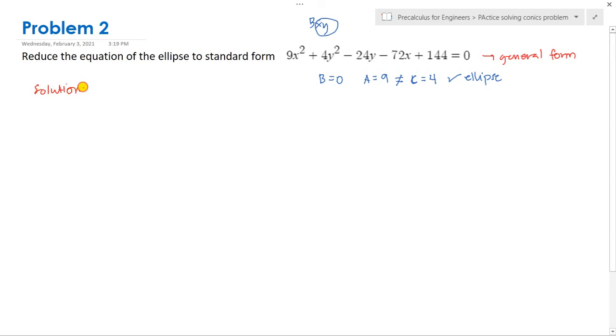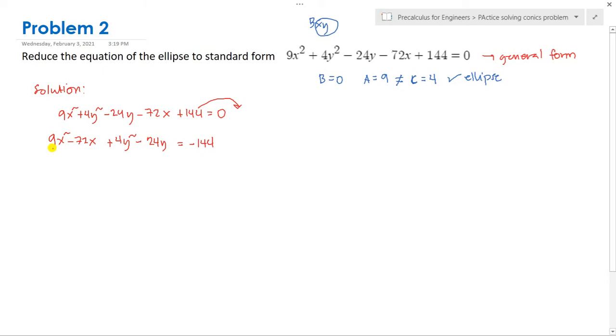Solution. So for this we perform completing the square. Right here, 9x squared plus 4y squared minus 24y minus 72x plus 144 is equal to 0. Here, group the variables of x. So we have 9x squared minus 72x. Group the y's too. So, plus 4y squared minus 24y. Then transpose the constant to the other side. So, negative 144.